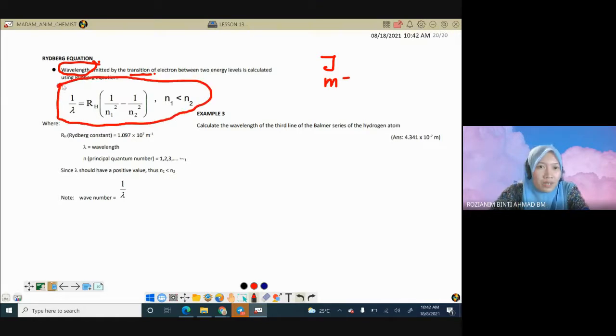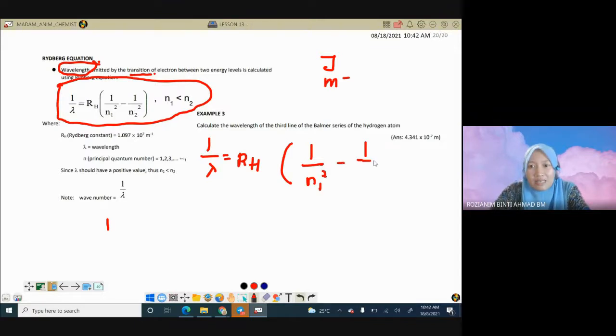The formula is 1 over lambda equals RH times 1 over N1 squared minus 1 over N2 squared, provided that the value of N1 must be smaller than N2. Why? Because the wavelength value is always positive. So N1 must be lower. But the Rydberg constant must be in units of per meter, because the wavelength unit is meter.